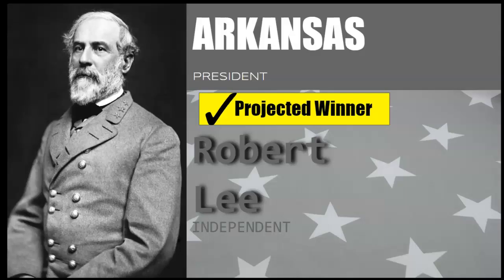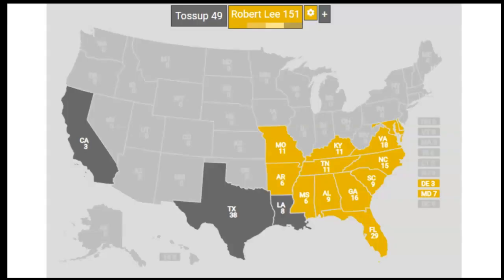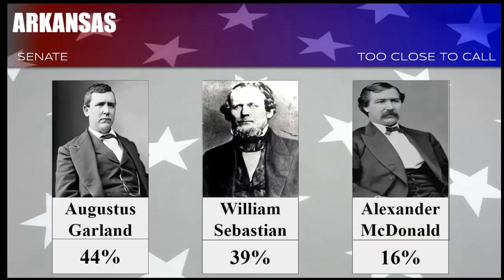We now have poll closings out of the state of Arkansas. And no surprise here, Robert Lee will be the projected winner out of Arkansas. Adding on to his electoral vote count, he now has 151 electoral votes. Out of Arkansas Senate race, currently too close to call, Augustus Garland. The incumbent in this race has retired, so this is a competitive race.